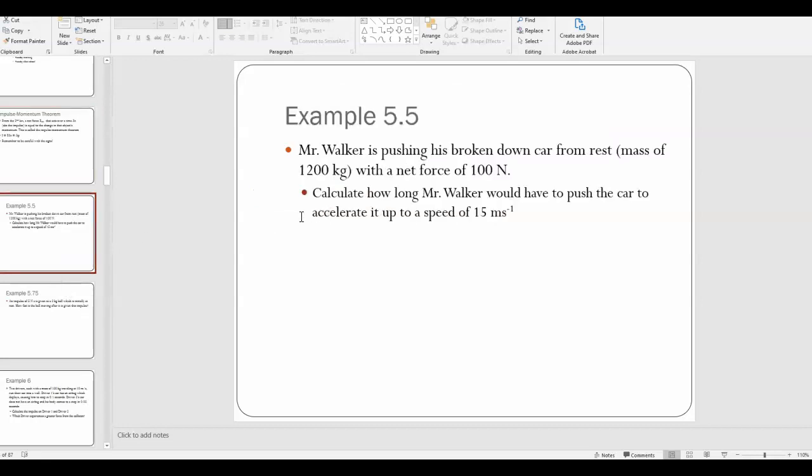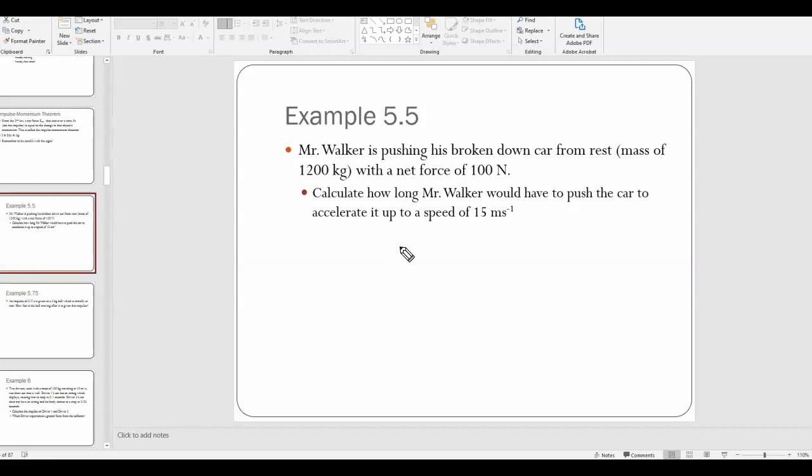All right, so example 5.5. It says Mr. Walker is pushing his broken down car from rest. It has a mass of 1,200 kilograms with a net force of 100 newtons. Calculate how long Mr. Walker would have to push the car to accelerate it up to a speed of 15 meters per second. So I want you to use the impulse momentum theorem and try to do this calculation on your own. Calculate how long Mr. Walker would have to push the car to accelerate it up to a speed of 15 meters per second.